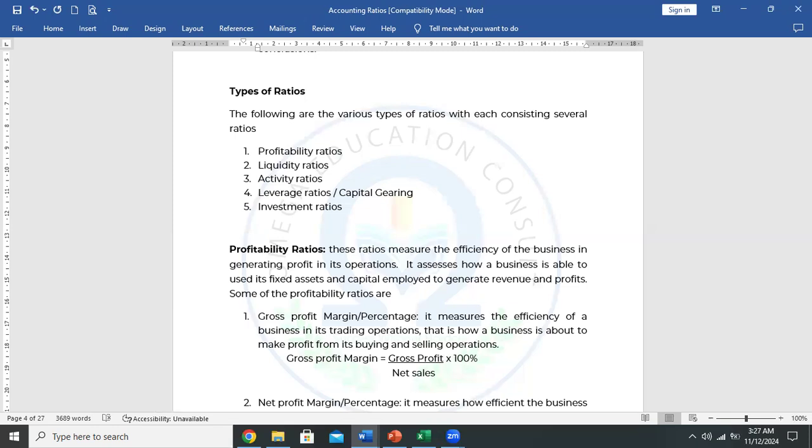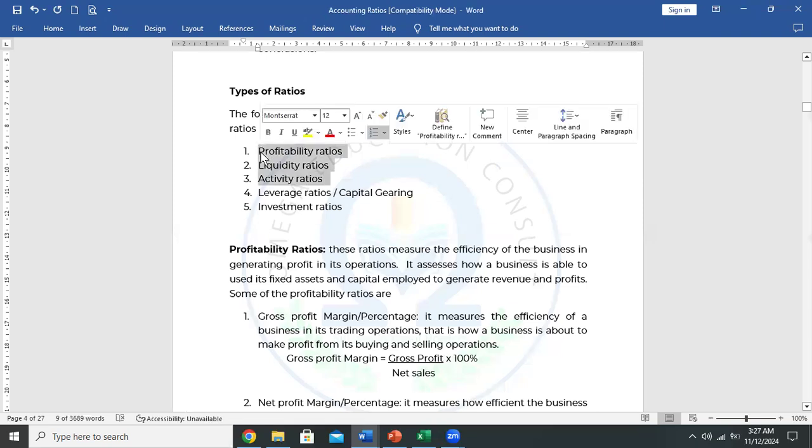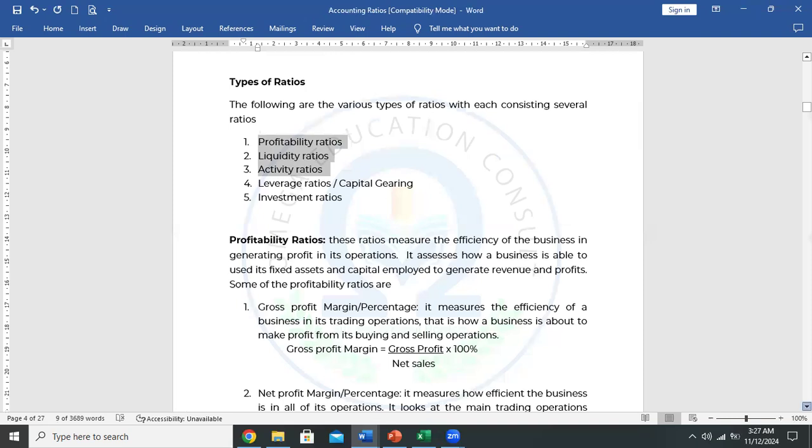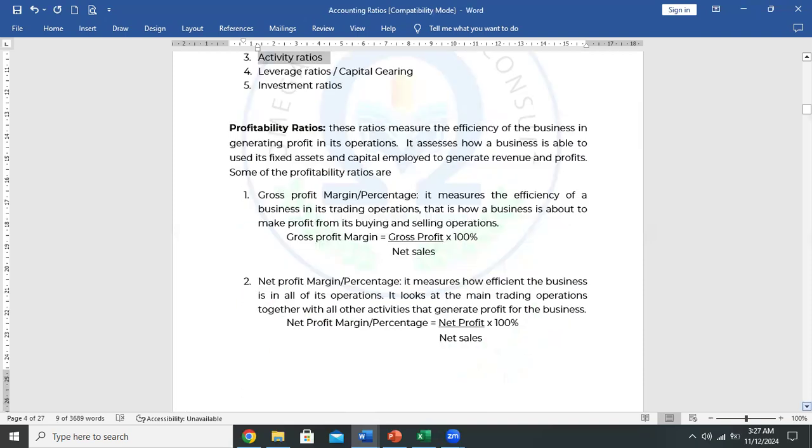Okay. So the fourth is leverage ratios or capital gearing, and the last one is investment ratio. Dear professors, for examination's sake, the first 3 ratios should be your major headache: profitability, liquidity, and activity ratios. These are the ratios that are highly examinable for WASSCE, right? So let's pick the profitability ratios. Well, let me prick the minds of my professors.